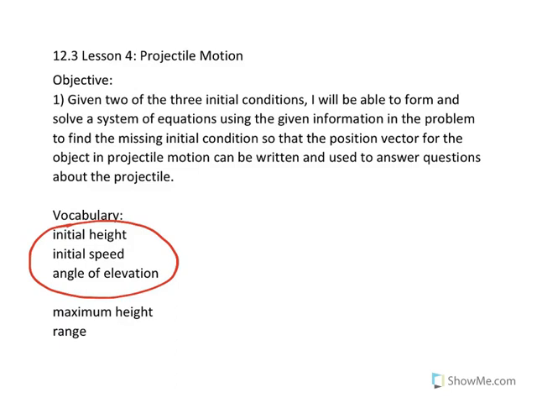Given two of these three initial conditions, you'll be able to form and solve a system of equations using the given information in the problem, and you will solve this system of equations to find the missing initial condition, because at the beginning of the problem you have 2 out of 3, and then you will have to find the missing initial condition. Once you have all 3 initial conditions, you can write the position vector for the object in projectile motion, and then use it to answer questions about the projectile, questions such as the maximum height, the range, etc.